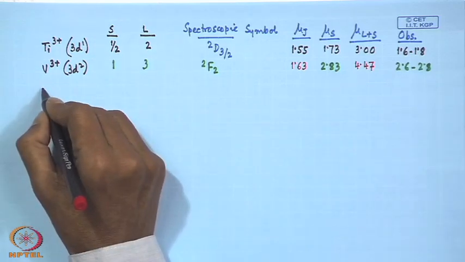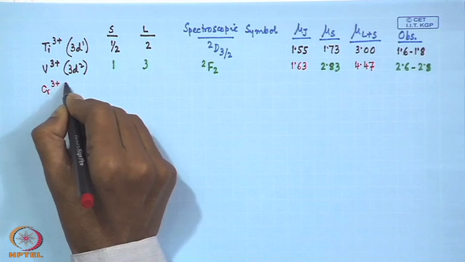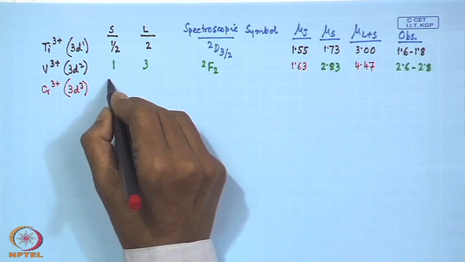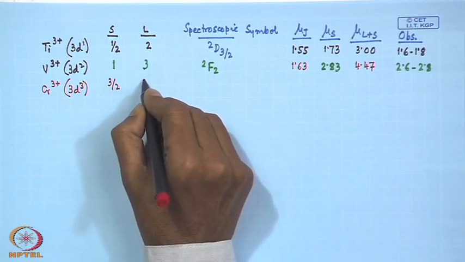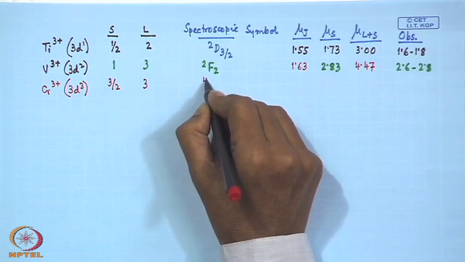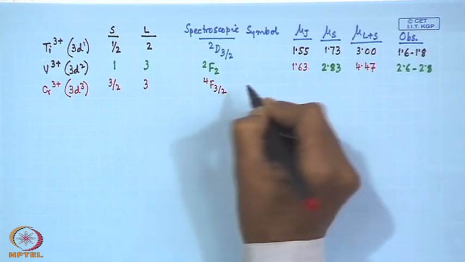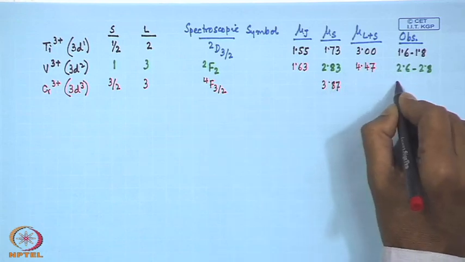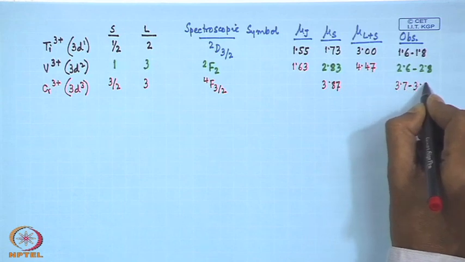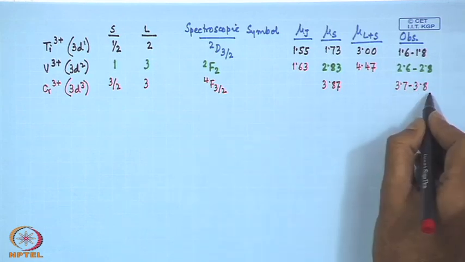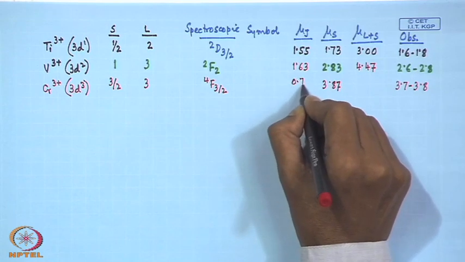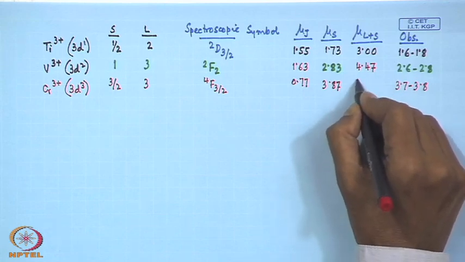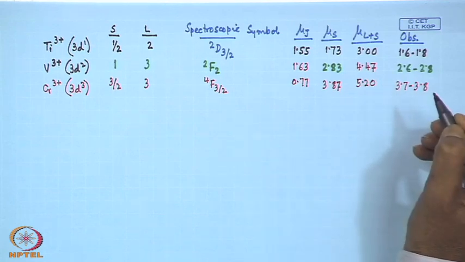Similarly, for chromium 3 plus, we have the 3d3 situation where S value is equal to 3 by 2 and L value is equal to 3, and we have 4F 3 by 2. Spin only values, we have seen, is 3.87 and experimental values are 3.7 to 3.8, which matches the spin only values. But if we think of the corresponding mu J equation, it is very less, it is 0.77 only, and the upper limit for L plus S is 5.20.